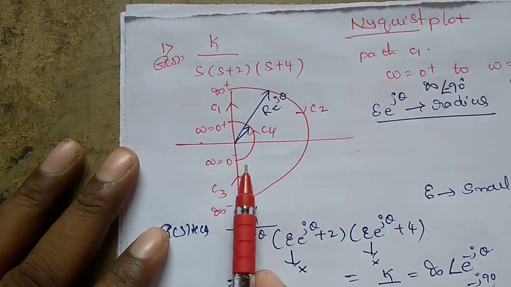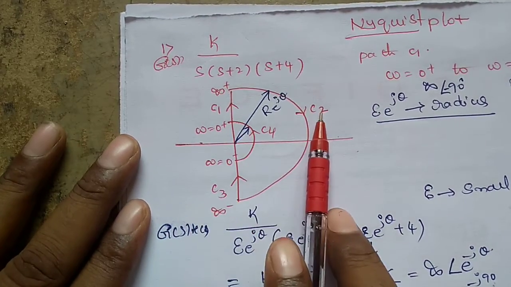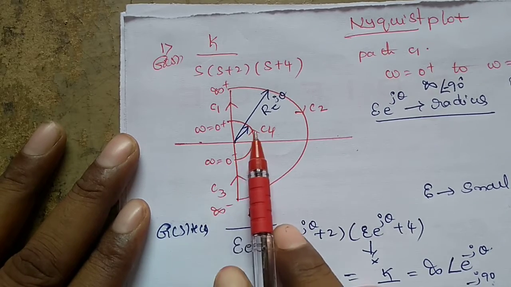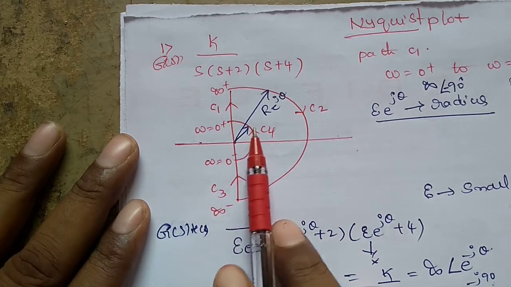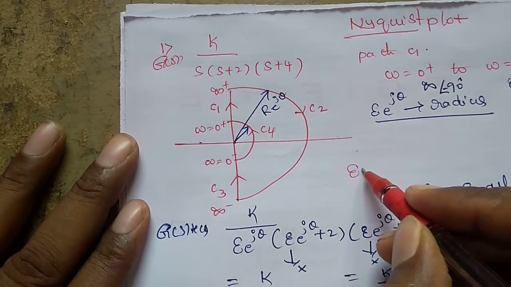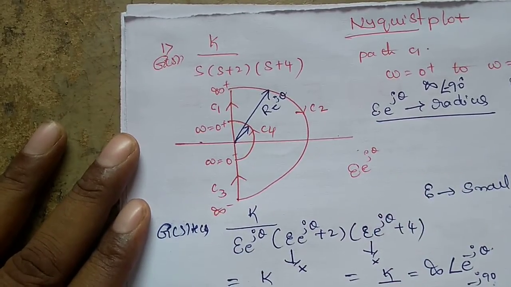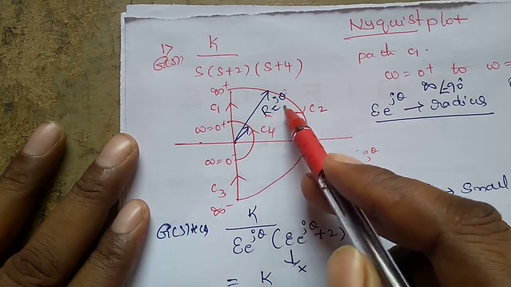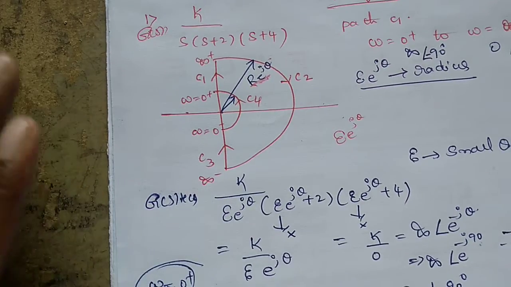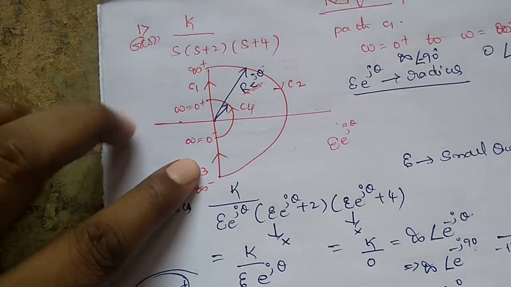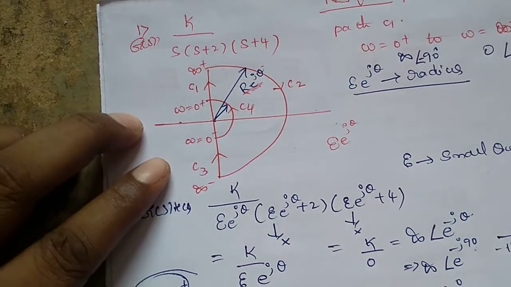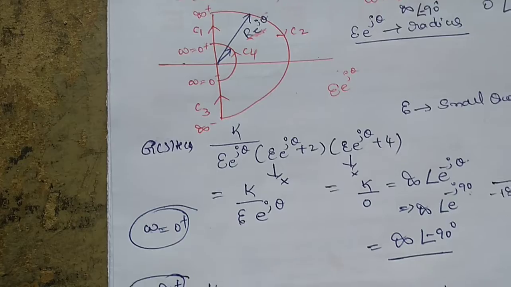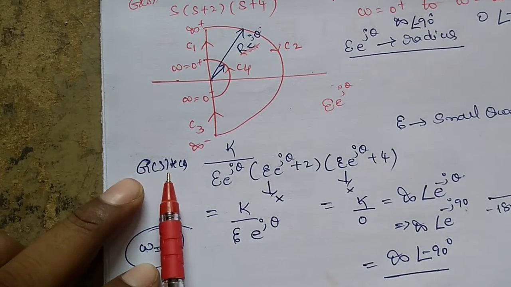This Nyquist plot has 4 paths: C1, C2, C3 and C4. The small path has radius epsilon e raised to j theta. Then the larger semicircle has radius R e raised to j theta. Let us start with the calculation of the different paths C1, C2, C3, C4. After finding all these Nyquist paths, you have to plot the Nyquist graph. So first you have to consider the first equation.